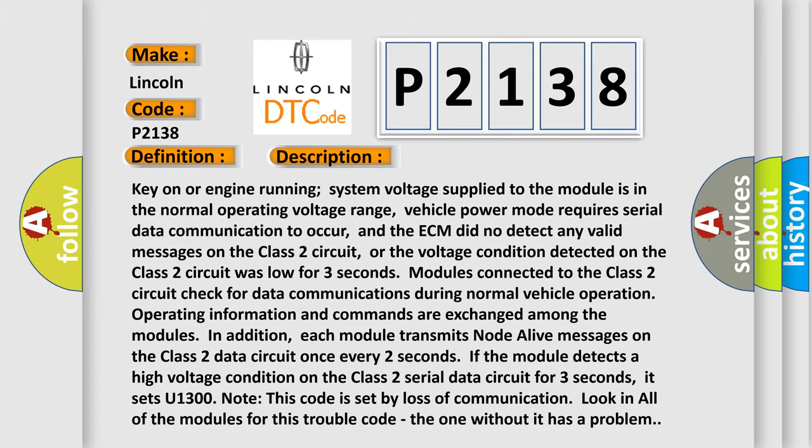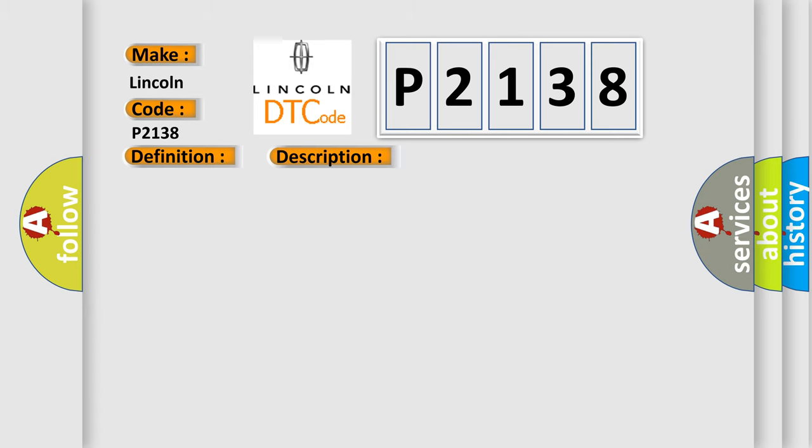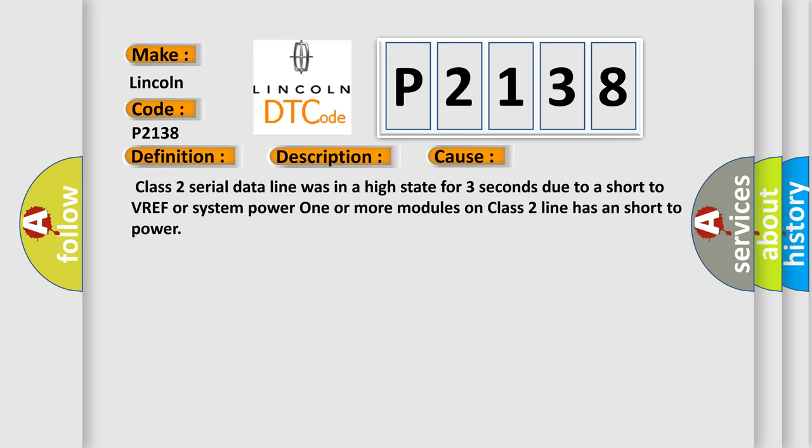This diagnostic error occurs most often in these cases: Class 2 serial data line was in a high state for 3 seconds due to a short to VREF or system power. One or more modules on the Class 2 line has a short to power.